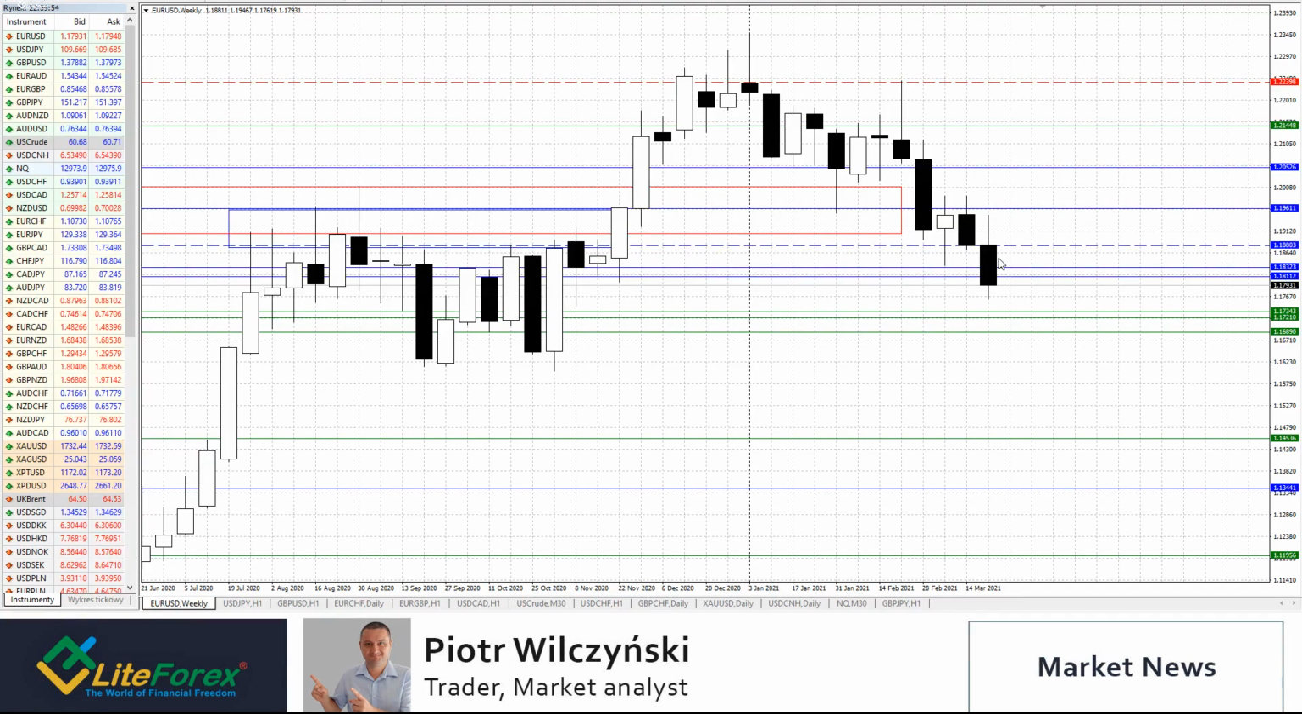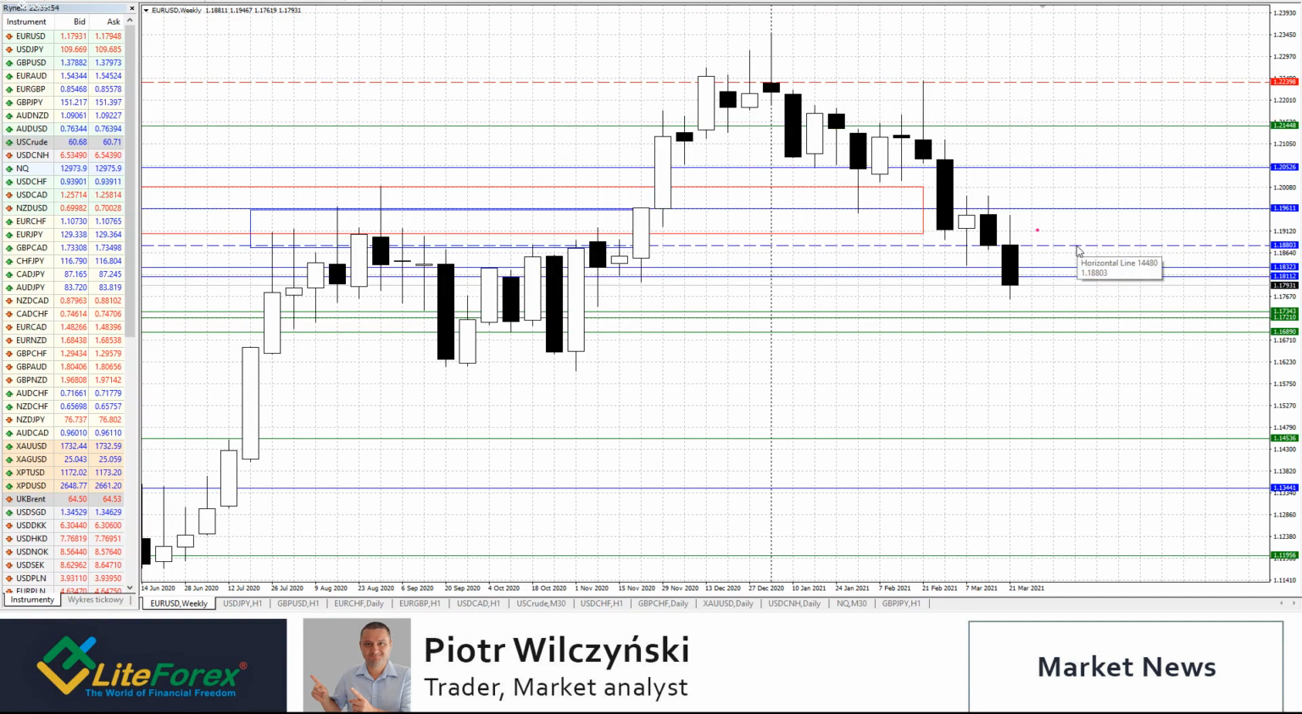upcoming week. The next possible supply is of course level related to the last week open. In that case we are talking about the levels close to 1880. So another wave of the possible supply.